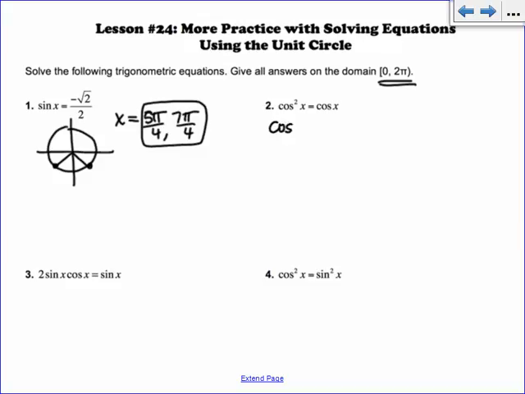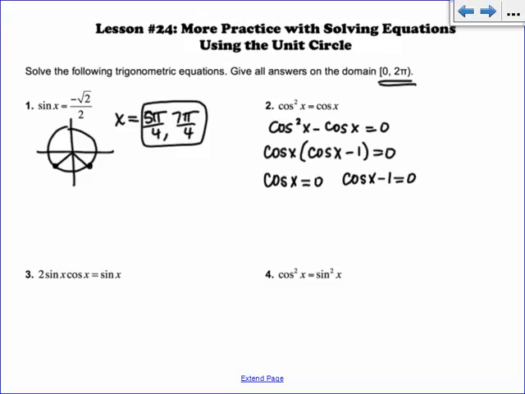So we're going to subtract the cosine of x over. So we have cosine of x times cosine of x minus 1 equals 0. So we get cosine of x equals 0, and we get cosine of x minus 1 is equal to 0. In other words, cosine of x equals 1.